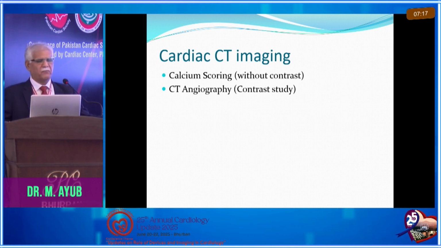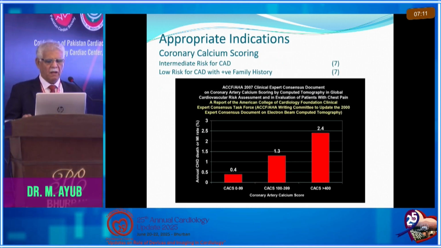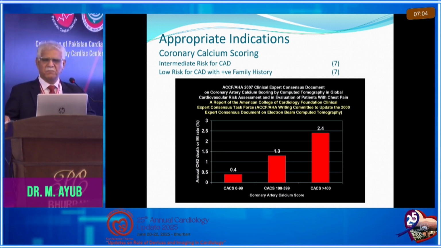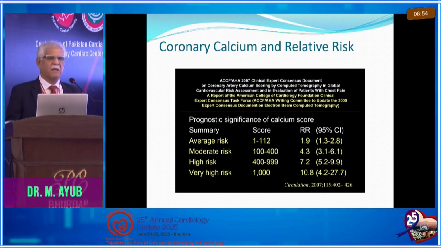Cardiac CT is of two types. One is the non-contrast calcium score. The other is the CT coronary angiography. Calcium score, we have already talked about. It has great prognostic value in asymptomatic people, not in symptomatic people. And the different values are associated with various levels of risk, and they can be used as a guidance to the statin therapy.